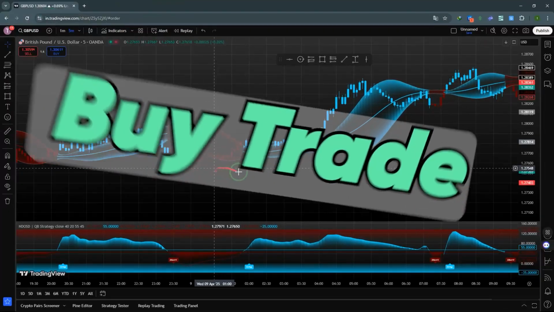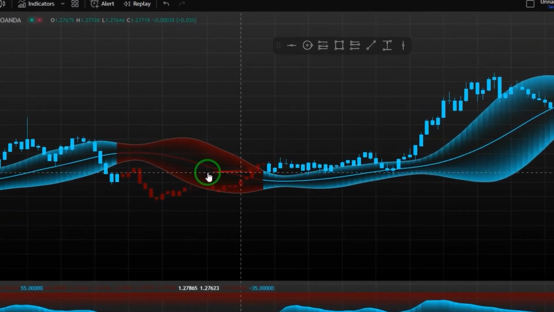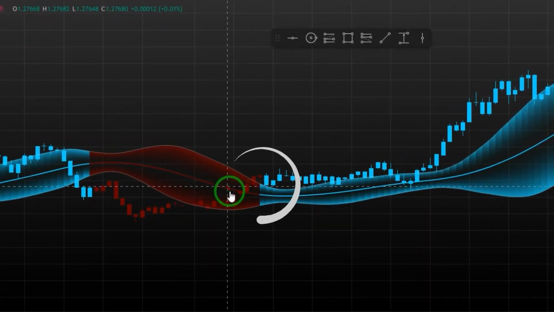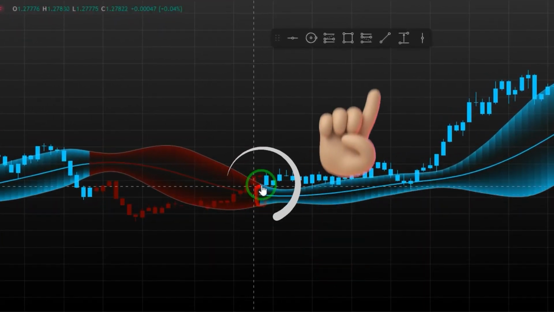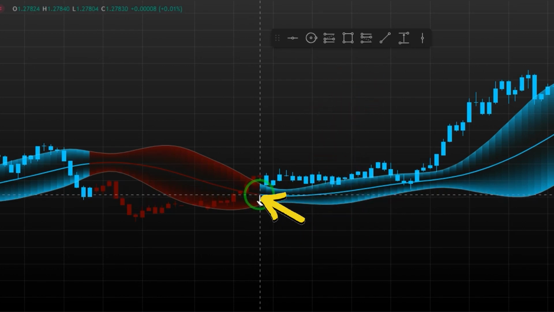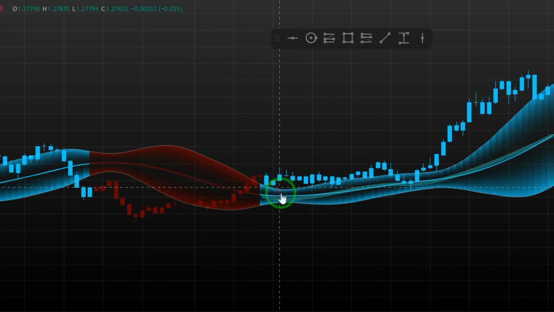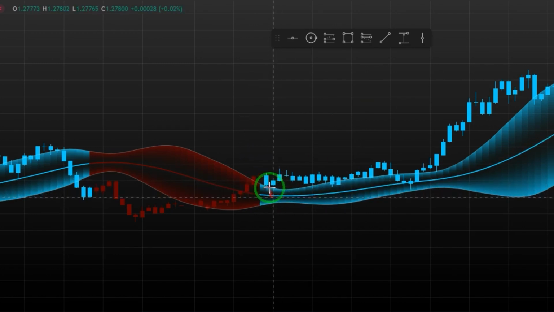Let us start with buy trades. First of all, you need to look for a point when the color changes on the chart, and we have a buy signal at this point. But you shouldn't rush into the trade. The optimized point here is that you should wait until you see 2 bullish candles, and both of them should be above this line. Now you can confidently enter the trade.